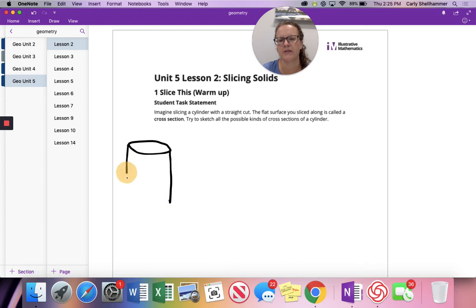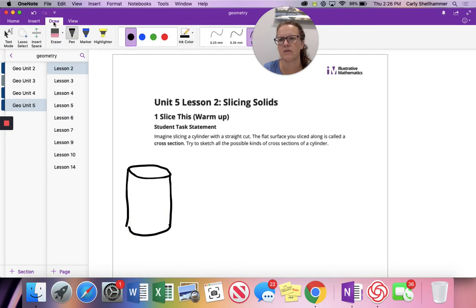So I have a cylinder right here. It's like a can. And I can do a cross section of it. If I slice along this way, my slice would be something like that. And my cross section would look like a perfect circle, right? And that's pretty cool.